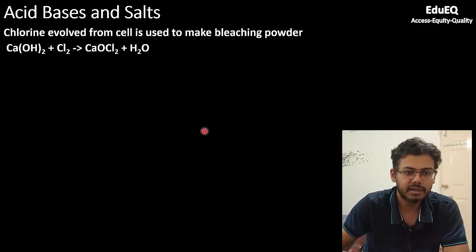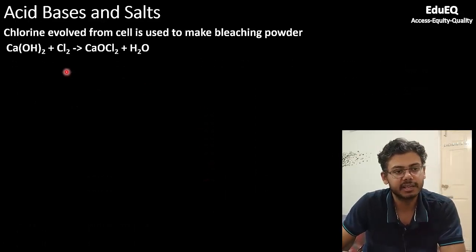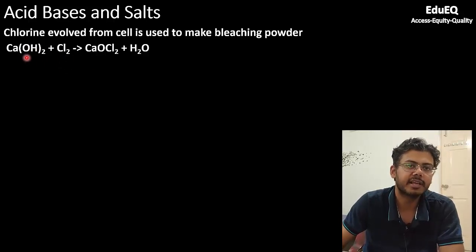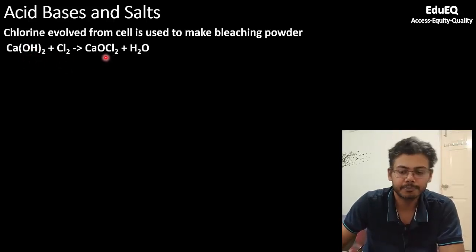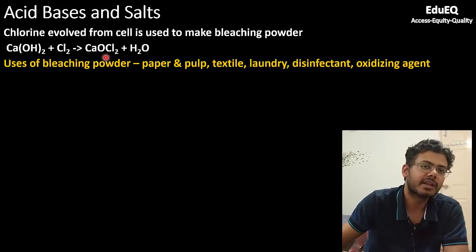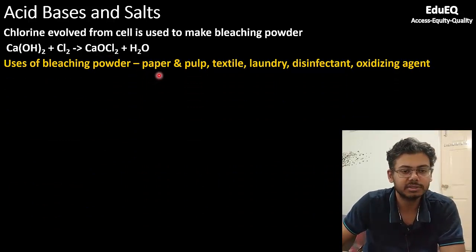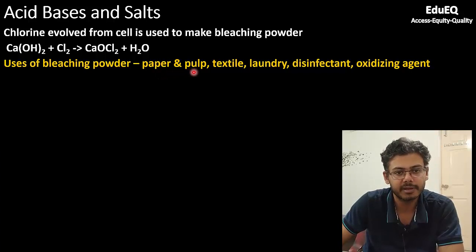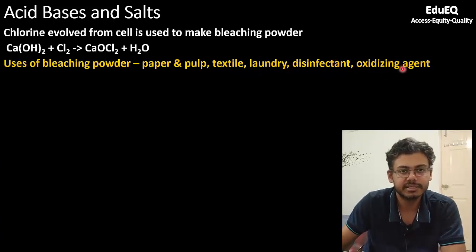Now moving on further, like I said, the chlorine which was getting evolved, you can use that chlorine and react it with calcium hydroxide to form bleaching powder. Now this bleaching powder has several uses. It is used as an oxidizing agent or dyeing agent in the paper and pulp industry, textile industry, also in laundry as a disinfectant, and this chlorine is also used as an oxidizing agent.